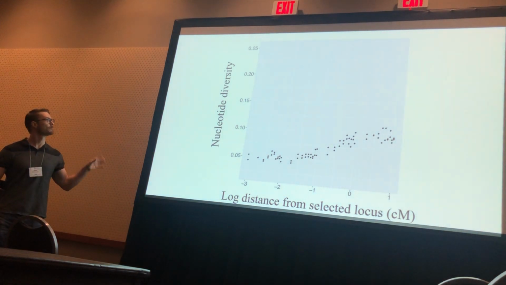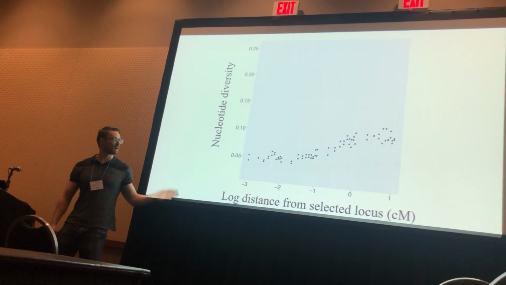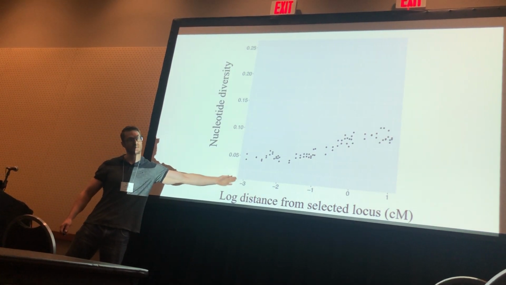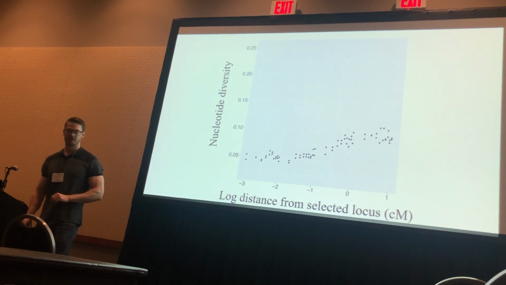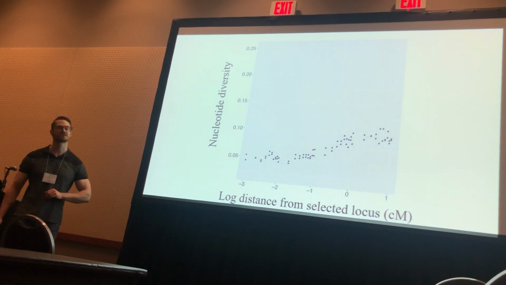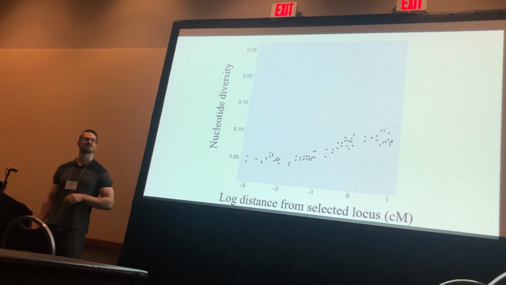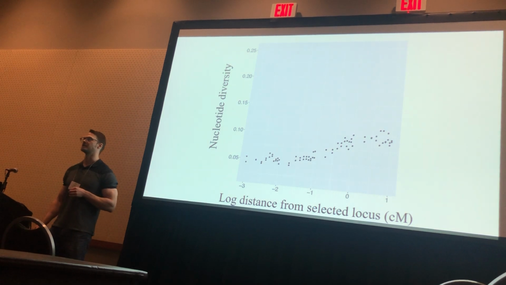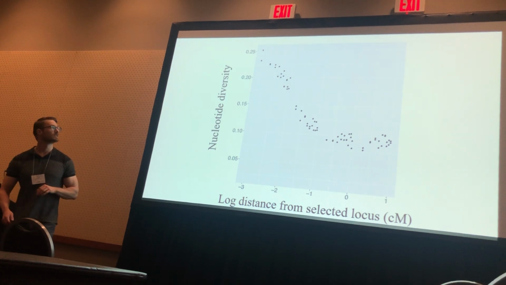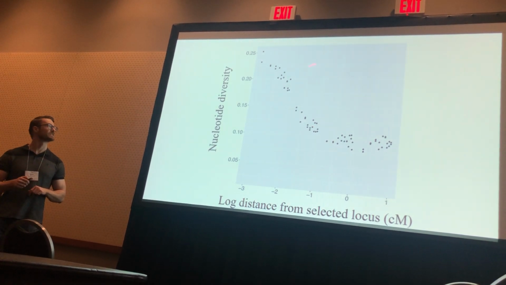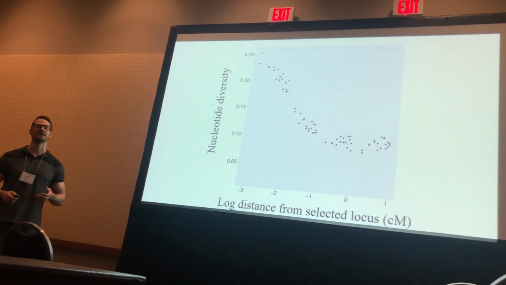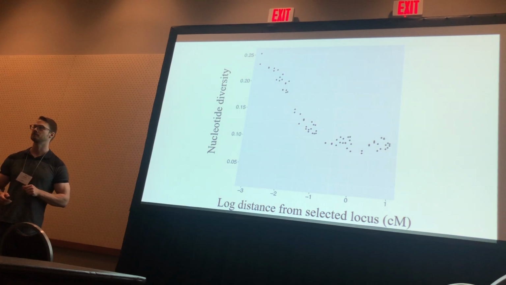So just for example, here's nucleotide diversity on the Y, and then the distance from the selected locus on the X. Your selected locus would be right here, and then that's moving away from it. Say in this example data, we got a pattern like this, where there's a positive association. This might suggest to us that diversity is being eroded nearby the selected locus. If we found a pattern like this, where there's a negative association between diversity and distance, this might suggest to us that diversity is being increased nearby that selected locus.